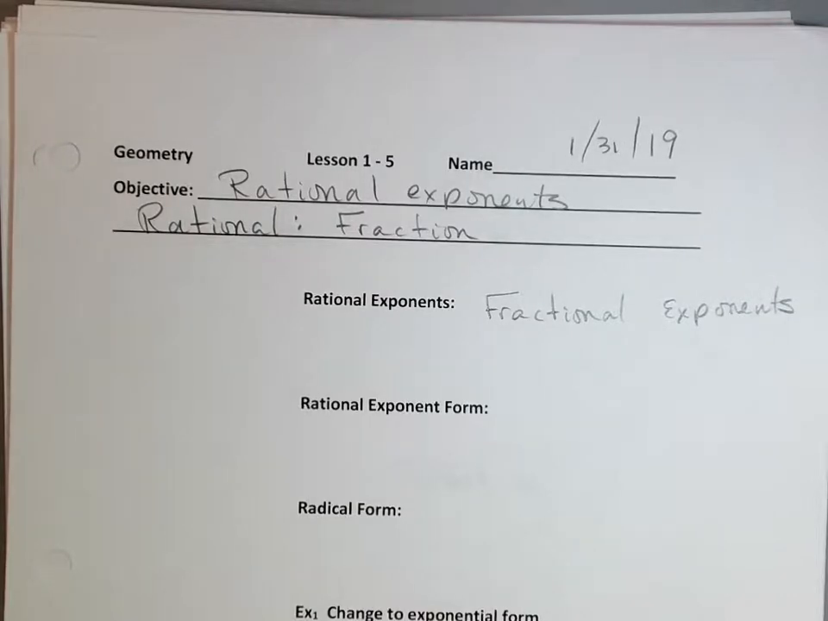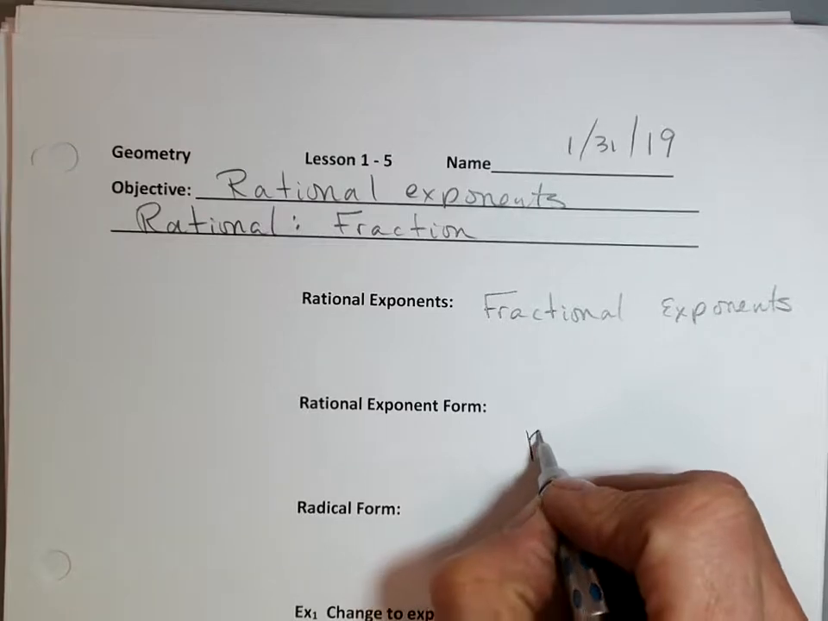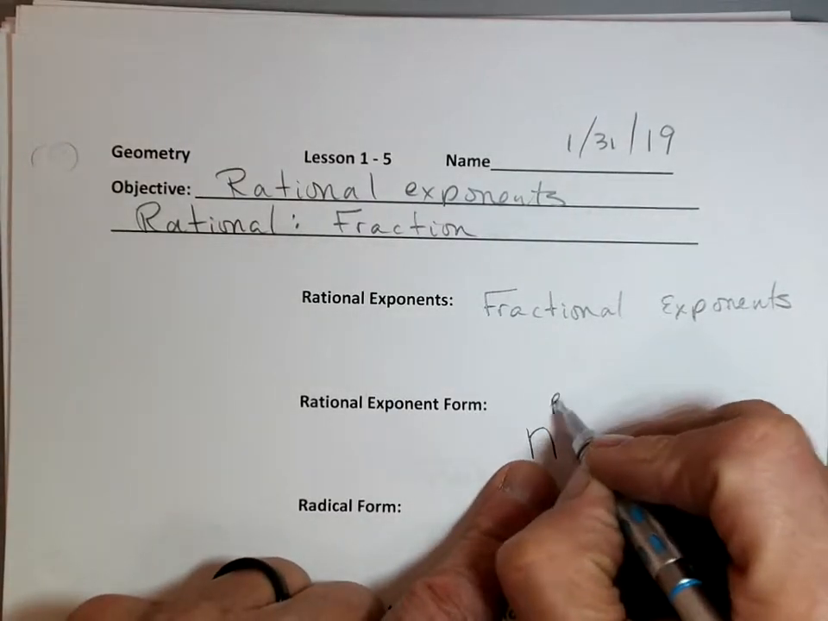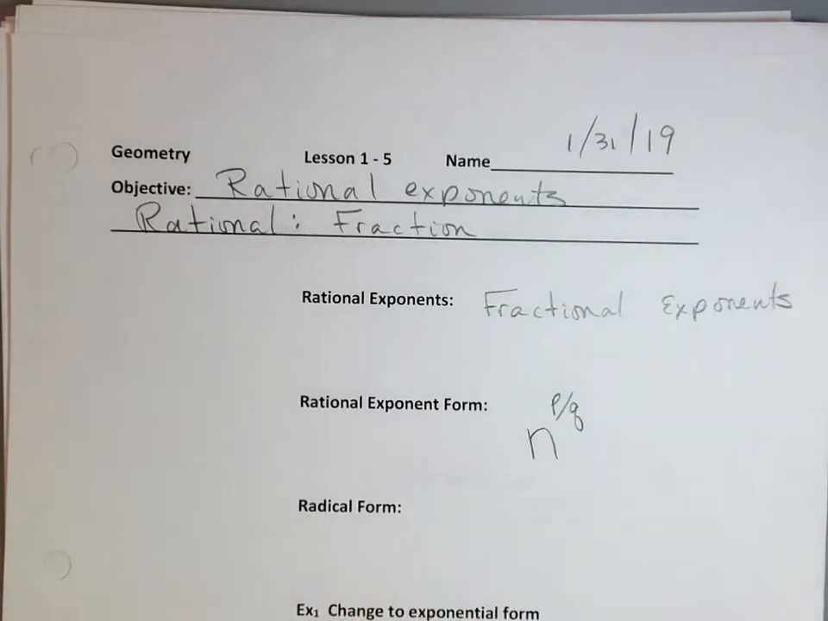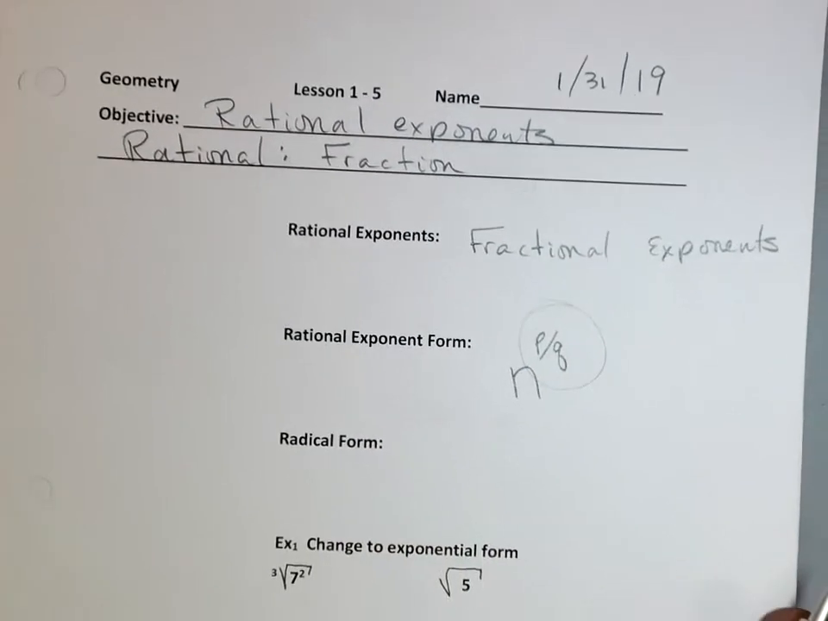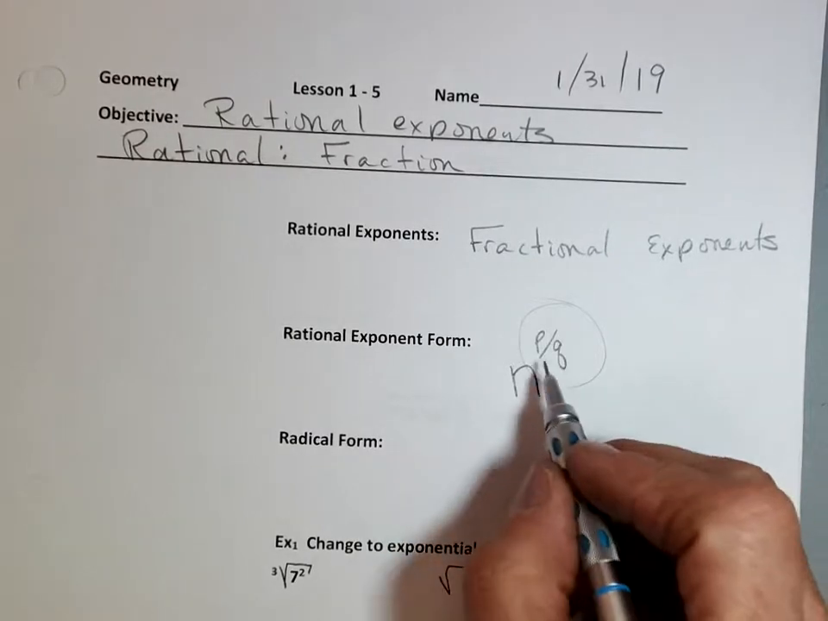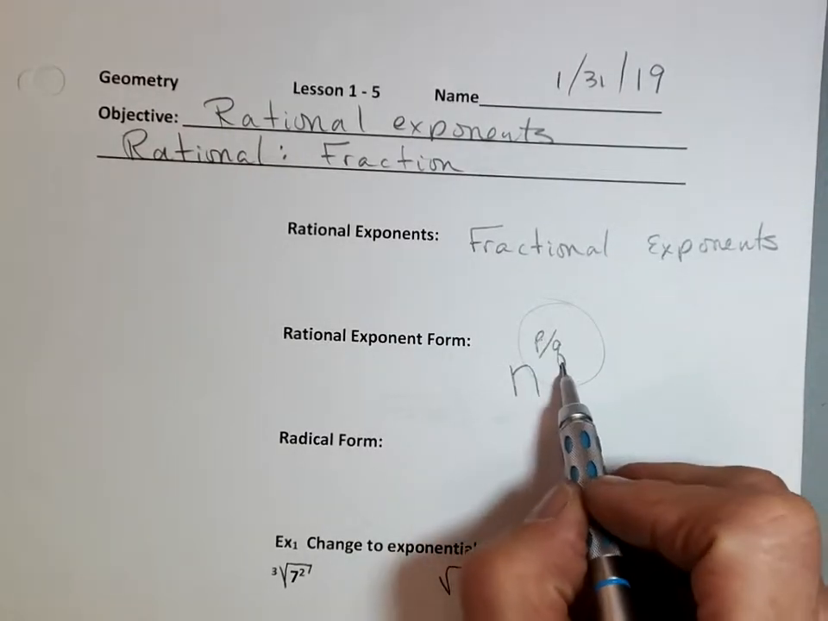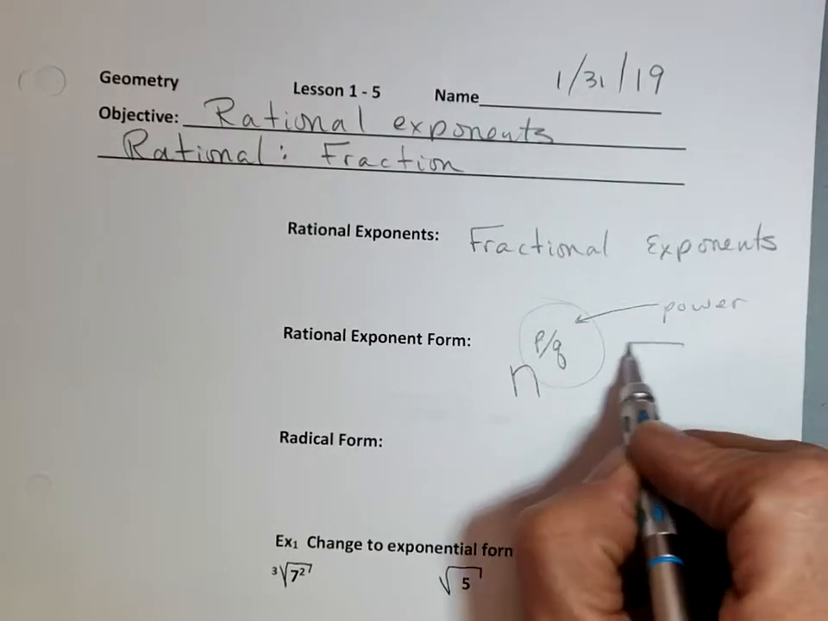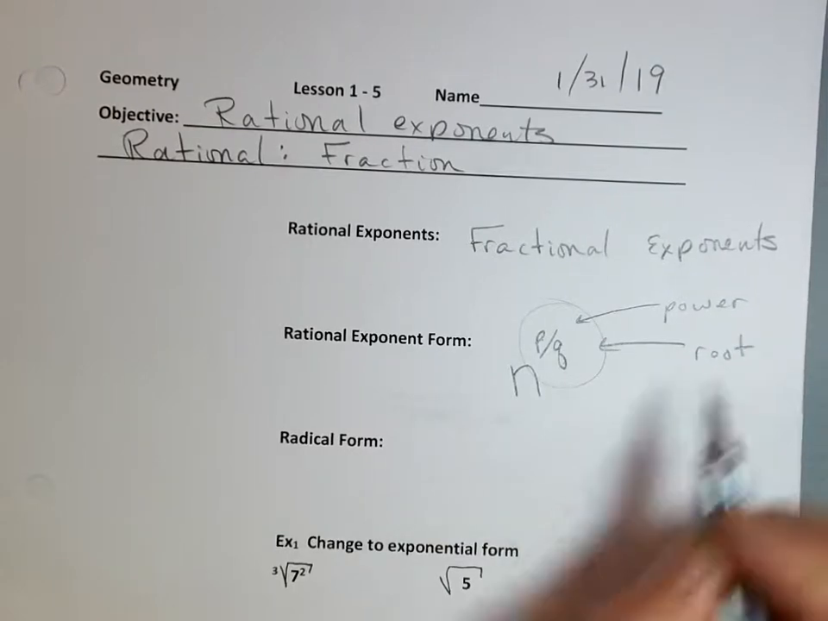So, if we have a number, let's just call it n, any number, it could be 10, could be 5, could be 8, could be x, because x represents a number. You okay with that? Could be y, because y represents some number we just don't know. If it has an exponent, p over q, where this is a fraction, right? That's my fraction, okay? That can be rewritten as, this is a power, and this is a root. Okay, that's my power, and that's my root. Okay?